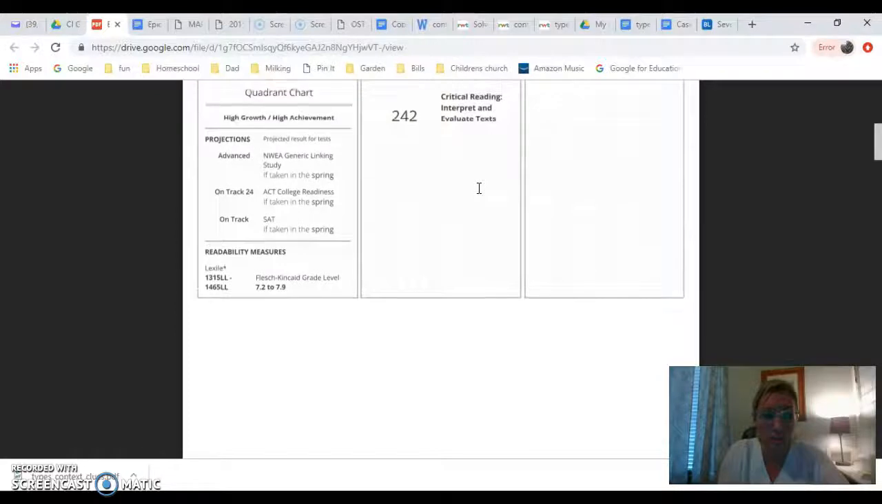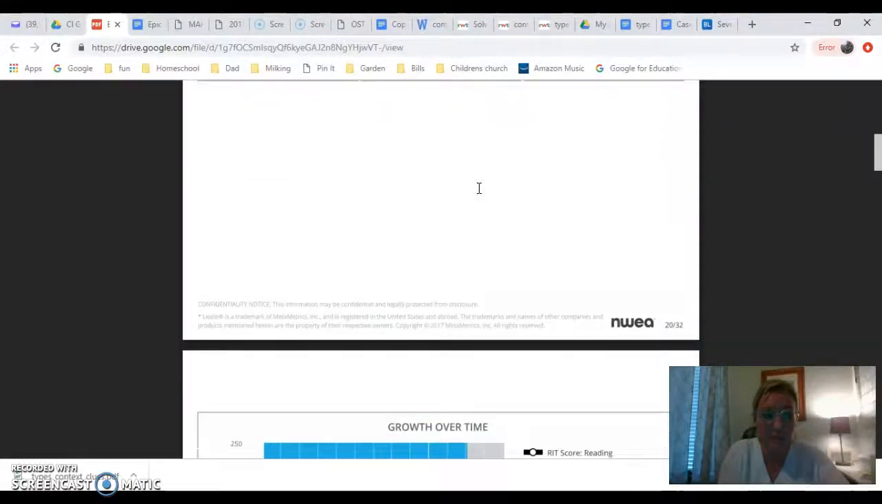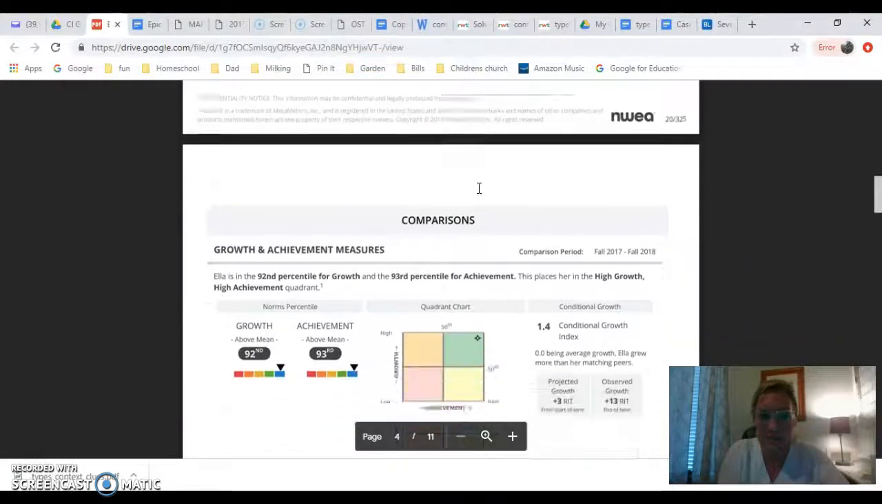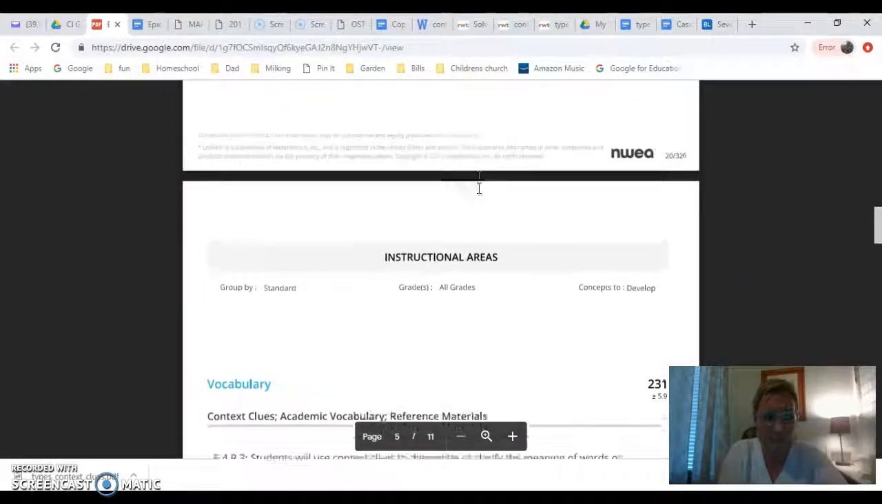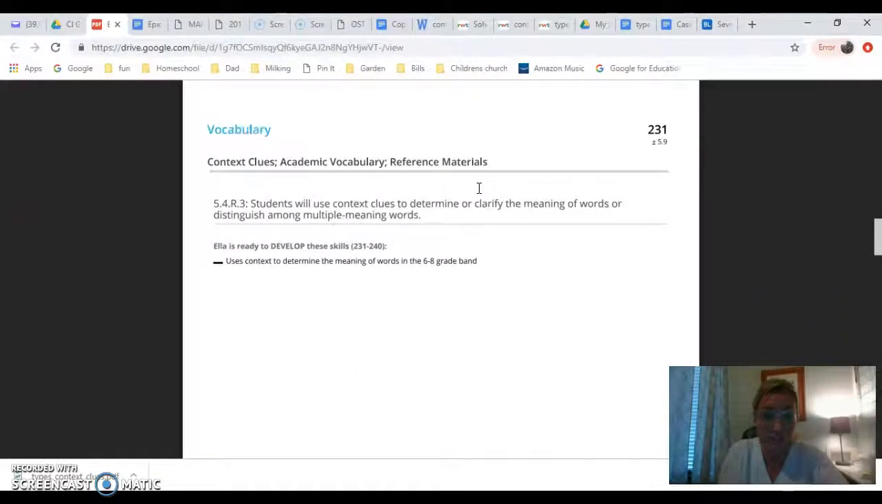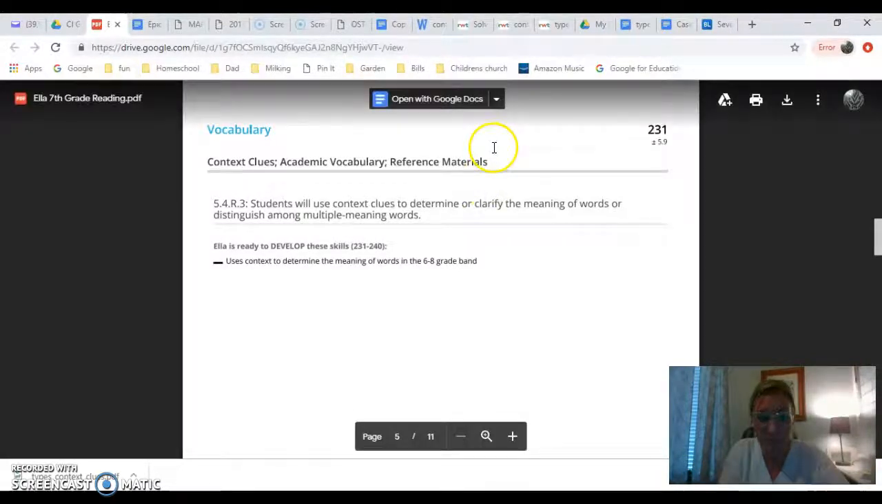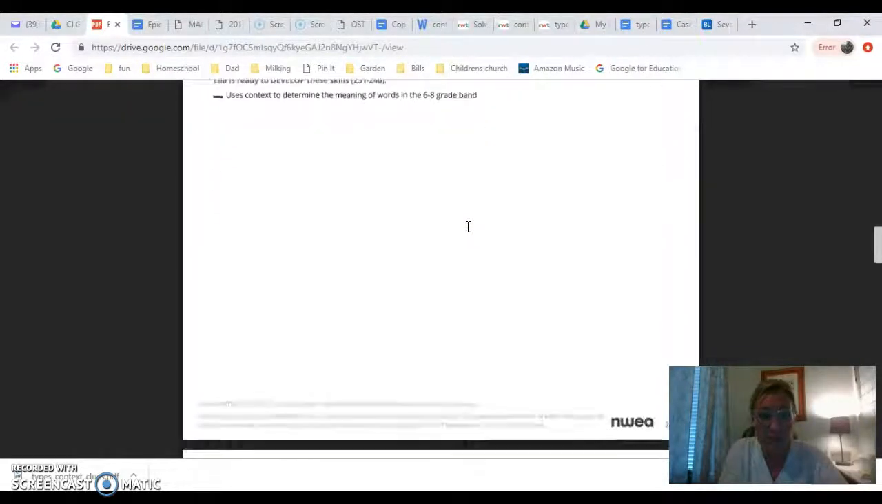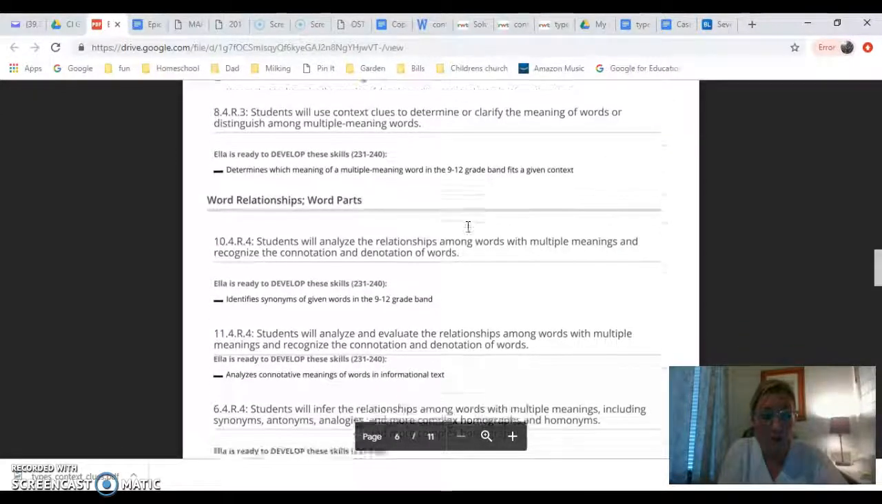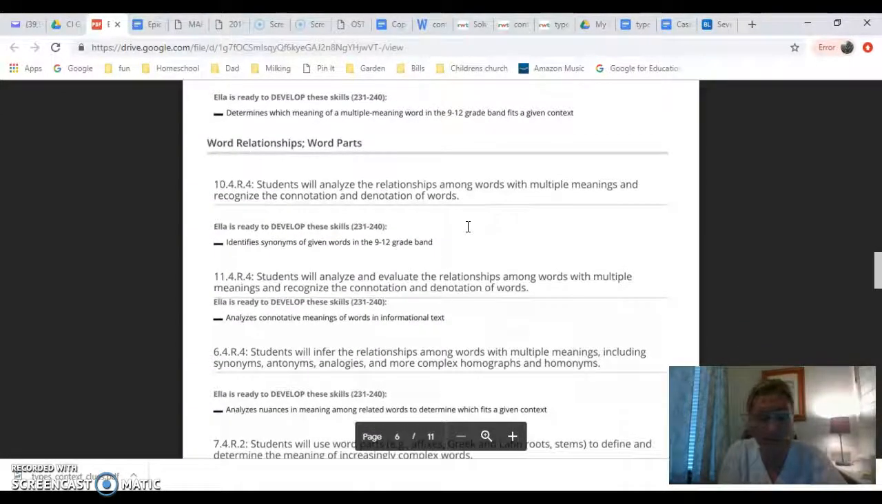So the instructional areas are grouped by standards, and based on the data, it appears that Ella's weakest area is going to be in vocabulary. Let's see, particularly in context clues and academic vocabulary reference materials. So she's showing ready to develop skills in the standards 5.4 R3, 6.4 R3, and 8.4 R3, which tells me she's lacking some skills in this area.